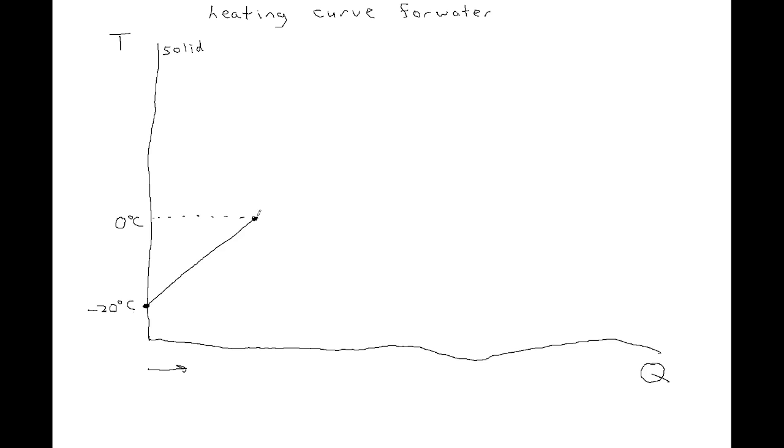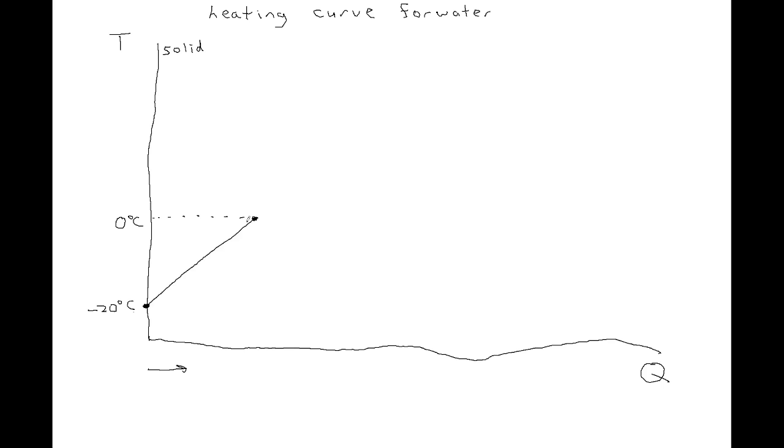Now let's say we take this ice at 0 degrees Celsius and we add more heat. Say we add a little more heat. What will happen to the ice at 0 degrees Celsius if we add a little more heat? If we have ice at 0 degrees Celsius, how is it going to change if we add a little more heat? It's going to start becoming liquid.